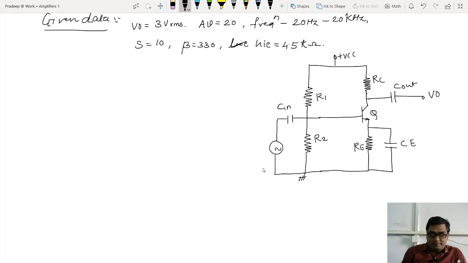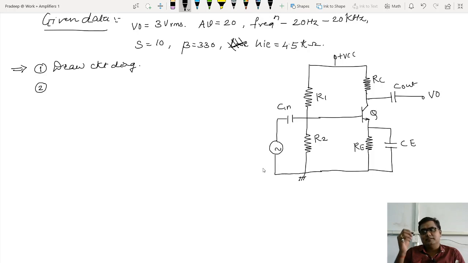Now, the first step is always drawing a circuit diagram. Step number 1 is draw the circuit diagram. Now step number 2 is up to us. I have to decide which is step number 1 and which is step number 2. But generally, whenever you want to start with circuit design, you have to draw the circuit diagram first.